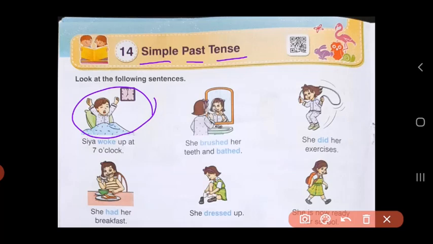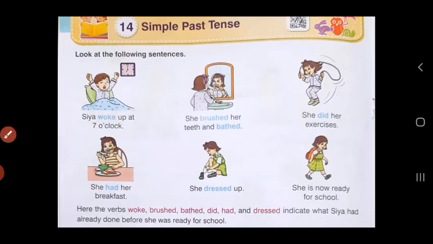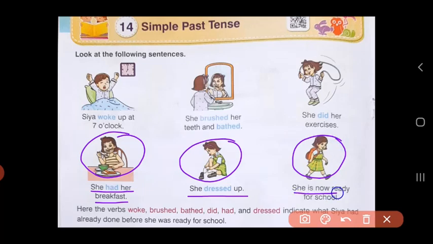Here, Sia woke up at 7 o'clock. Next, she brushed her teeth and bathed. Next, she did her exercises. In the next line, she had her breakfast. Then she dressed up. And last, she is now ready for school.